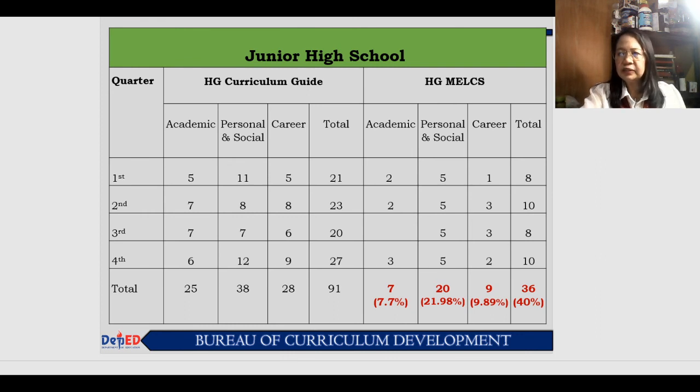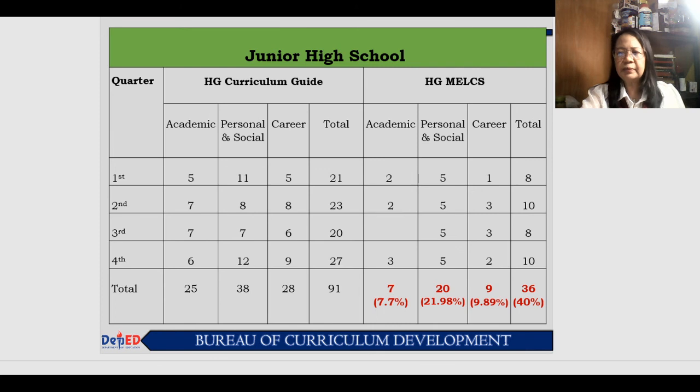For the third quarter, the total number of learning competency are 20 and there are 8 MELCs. For the fourth quarter, there are 27 learning competency on the curriculum guide and there are 10 MELCs. So there are a total of 36 MELCs for the junior high school, which are 40% of the learning competency from the curriculum guide. So this comprises 21.98% or 20 MELCs from personal social, 9 MELCs or 9.89% from career development domain, and 7 MELCs or 7.7% from academic domain.